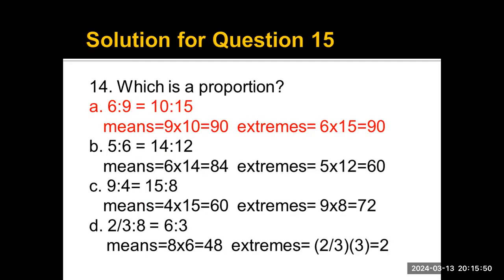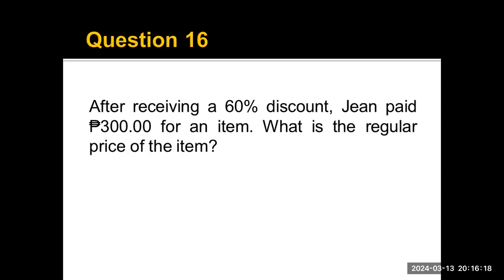Question number 15, which is a proportion, it is letter A, because the product of the means equals the product of the extremes. For the rest, the product of the means and the product of the extremes are not equal. That's why you only have A as the correct answer.